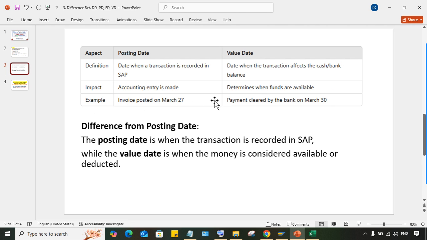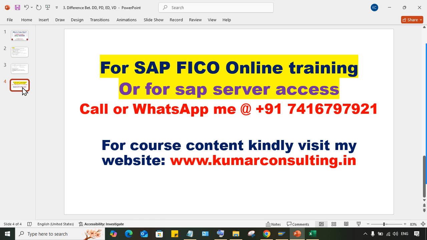The example is already quoted here, so I'll not repeat it again. So pretty simple, guys. I hope you are able to understand the value date and the difference between posting date and value date. The posting date is when the transaction is recorded in SAP, whereas the value date is when the money is considered available or deducted from our bank account. This is the actual difference between posting date and value date. And if anybody asks what you mean by value date, I hope now you will be able to answer.